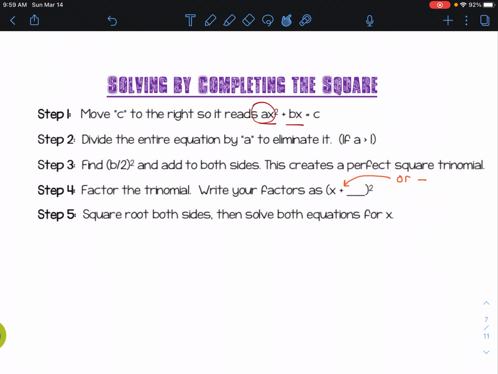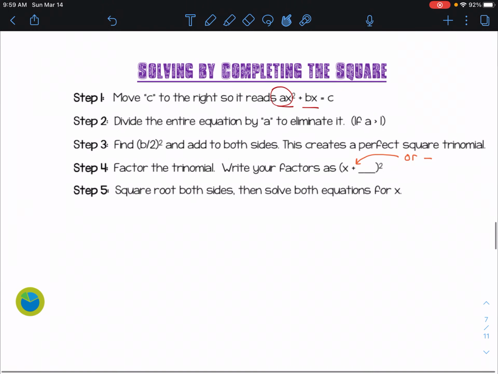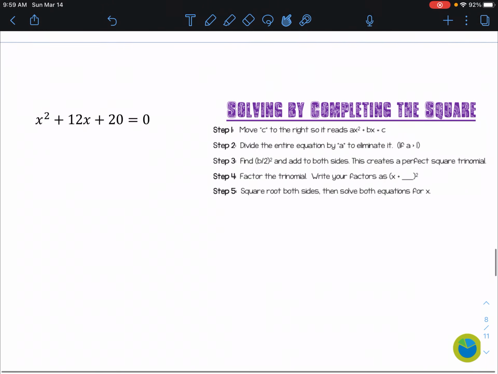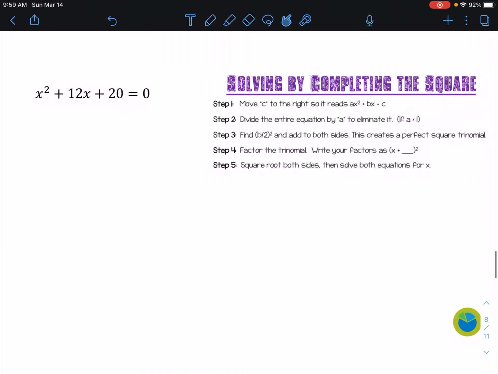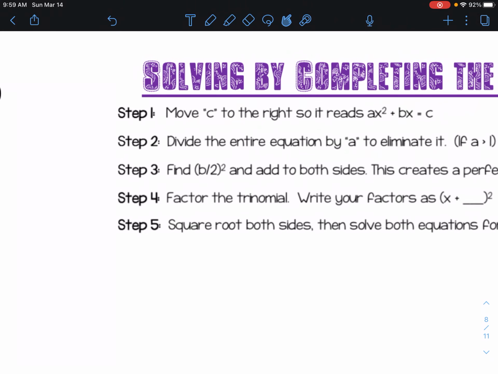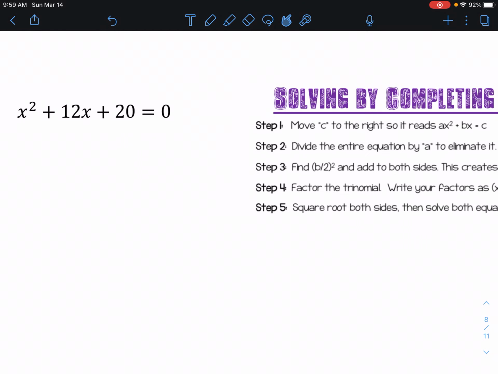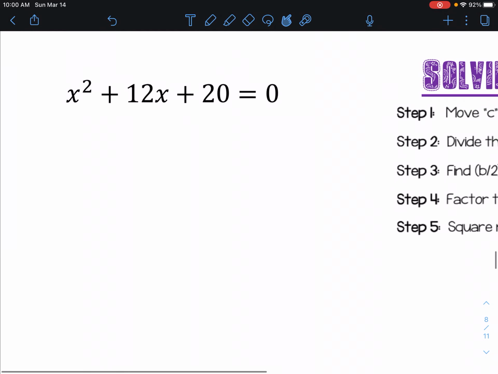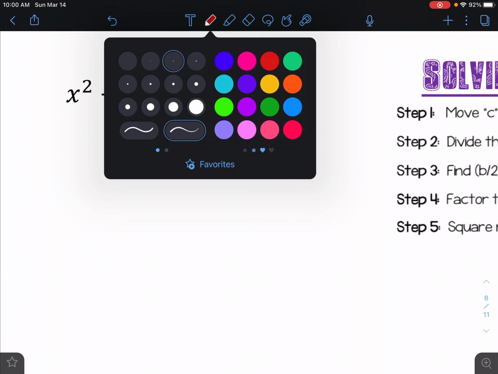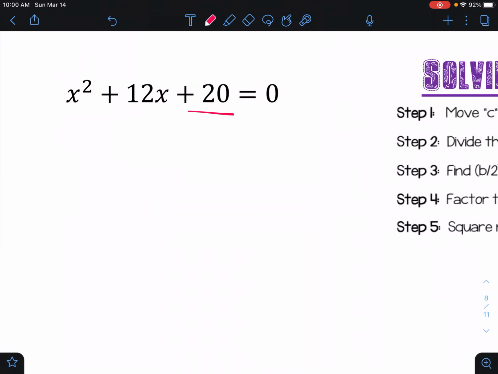All right, so how does this work? What does this look like? Let's try it. Okay, solve by completing the square. All right, so step 1 says to move the c to the right side. So my c value in this case is that. So I'm going to get that to the other side. I'm just going to start by subtracting 20.